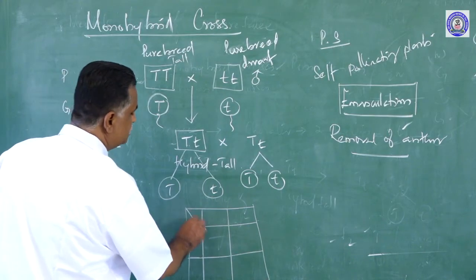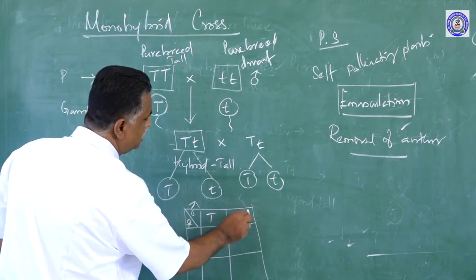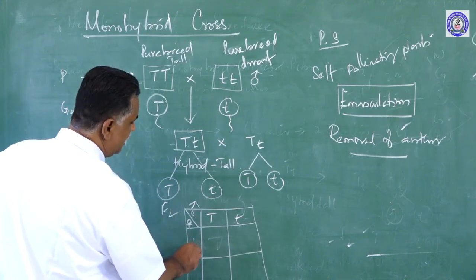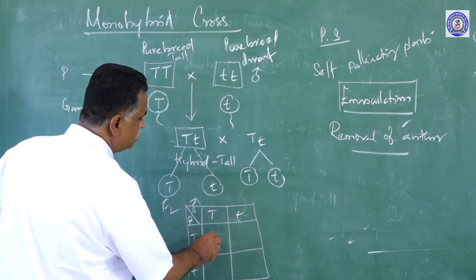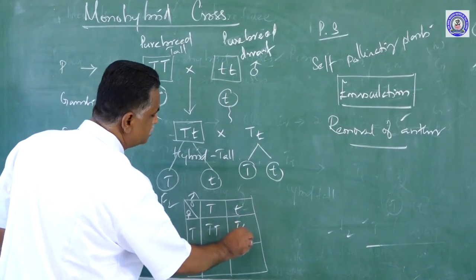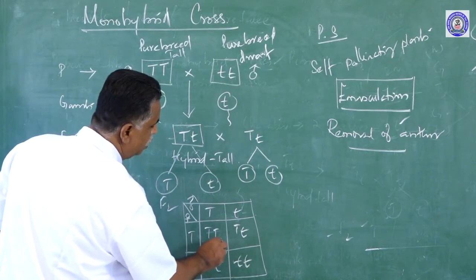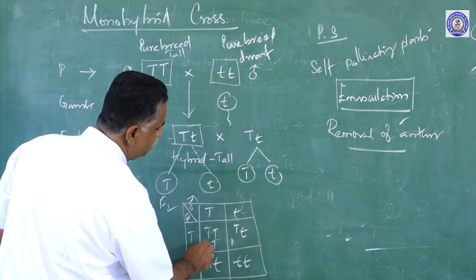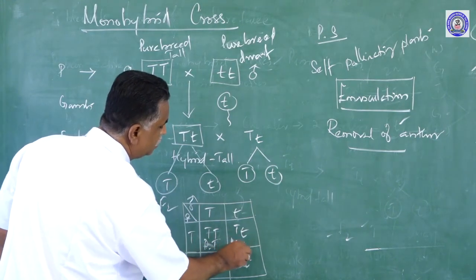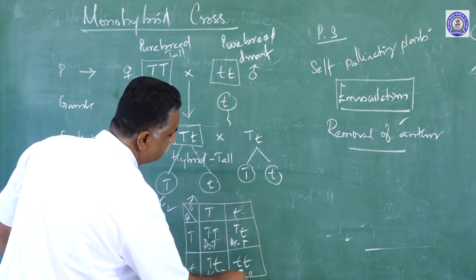So, capital T, this is considered as male and female, capital T, small t, this is F2 generation, capital T, small t, and if these are crossed, capital T, capital T, capital T, small t, capital T, small t, and small t, small t. This is homozygous tall, heterozygous, this is hybrid, pure tall, hybrid tall, this is hybrid tall, this is pure breed dwarf.